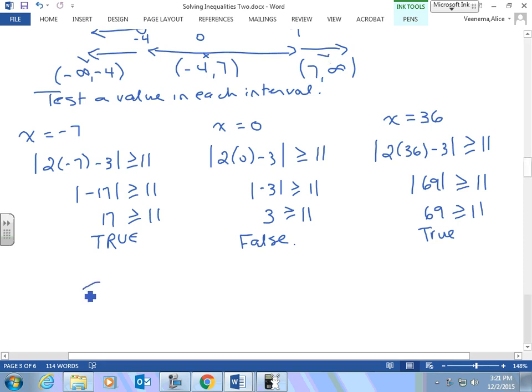So our solution is going to be the interval from -infinity to -4, and I'm going to put a square bracket on it because the question was greater than or equal to. So I'll put a square bracket on there, and it's that set united with the interval from 7 to infinity, and again a square bracket because it's allowed to be equal to. Lots of steps there.